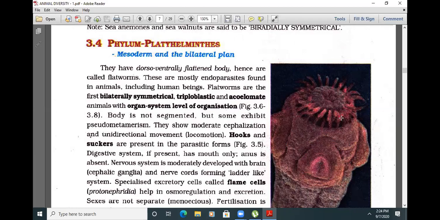Then how it is given in the text, we are now moving. They have a dorsoventrally flattened body, hence called flatworms. Mostly endoparasites found in animals, including human beings. We are talking about the tapeworm in human beings. The flatworms are the first bilaterally symmetrical animals, because in the grade Bilateria, the first phylum is Platyhelminthes. That's why they are the first bilaterally symmetrical, first triploblastic animals. And these are acoelomate animals with organ system level.